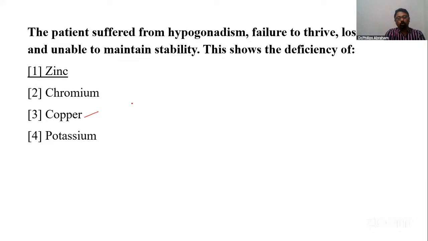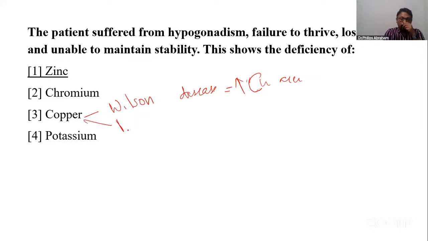Related to copper, we have two disorders. One is Wilson disease. Wilson disease is all about copper accumulation, an increase in copper. And we have another disorder, Menkes, that's the deficiency of copper. Two disorders related to this. Copper is essential for peroxidase or for iron absorption, so anemia can occur in that way.